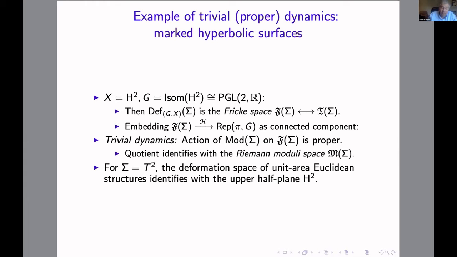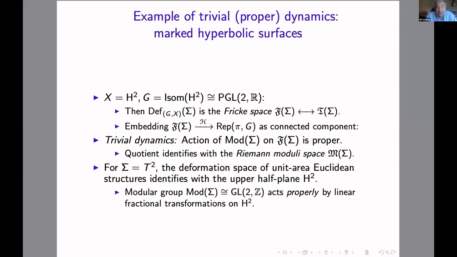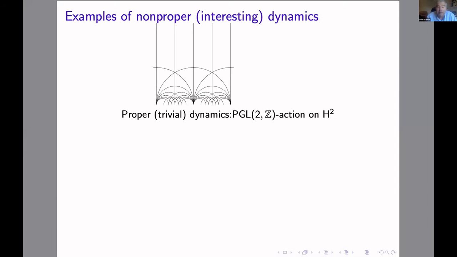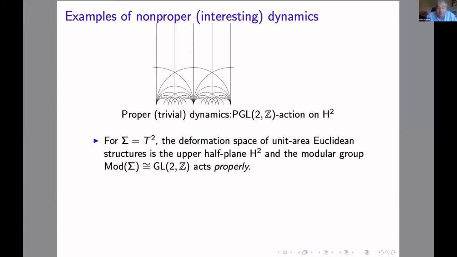In particular, in the Euclidean analog, which is simpler, for the torus, the deformation space of unit area Euclidean structures identifies with the upper half plane. The modular group GL2Z acts properly by linear fractional transformations, and one has a very nice dynamic. Dynamically, that's not very interesting, but function theory is quite interesting. I want to describe some examples now where the dynamics is more interesting.